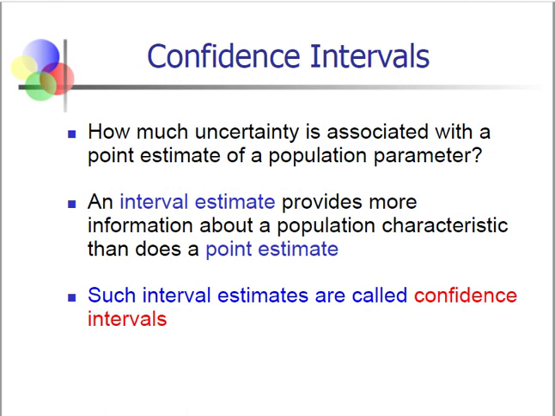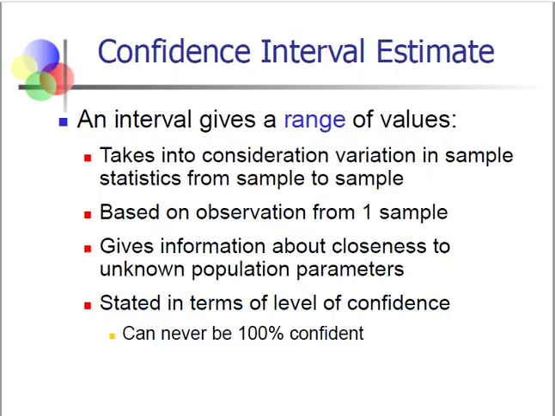Okay, so we have seen that we can use point estimates, but sometimes it is good to use a confidence interval because you are able to come up with a range of values. So you can therefore make your estimation based on that range of values that you've obtained. Okay, so an interval estimate provides more information about the population characteristic than a point estimate. And then we have seen that those intervals are what we call confidence intervals.